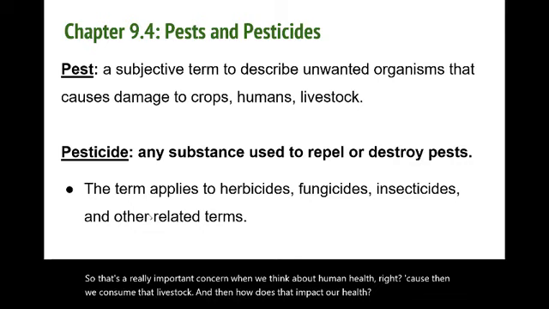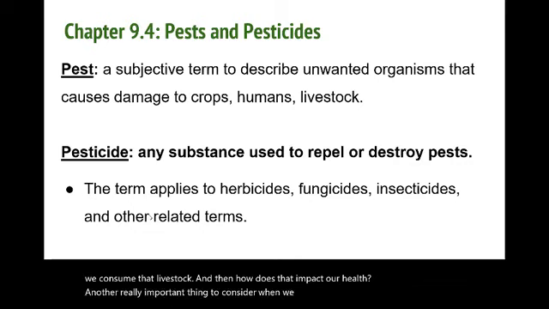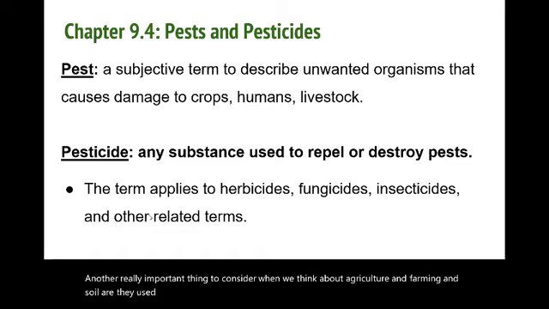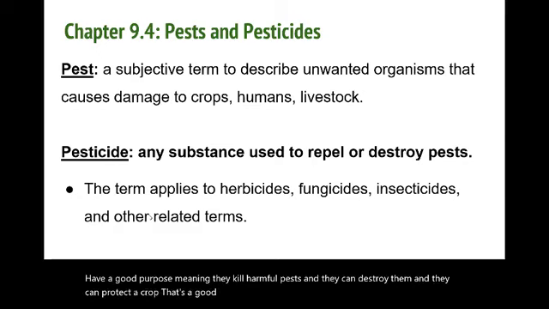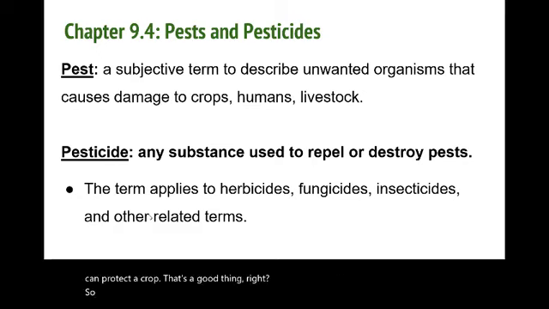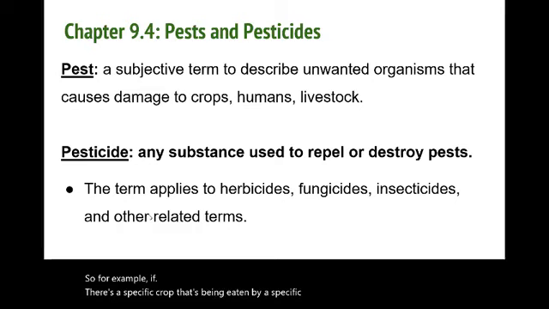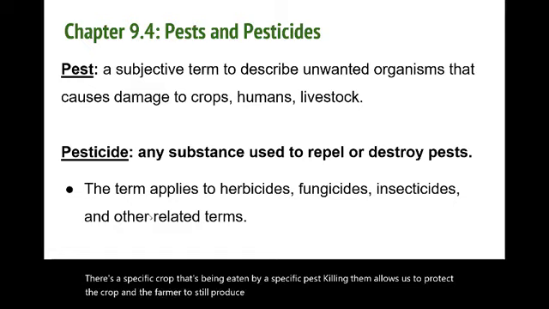Another really important thing to consider when we think about agriculture and farming and soil are the use of pesticides. And pesticides have a good purpose, meaning they kill harmful pests and they can destroy them and they can protect a crop. That's a good thing, right? So for example, if there's a specific crop that's being eaten by a specific pest, killing them allows us to protect the crop and the farmer to still produce something that they can sell.